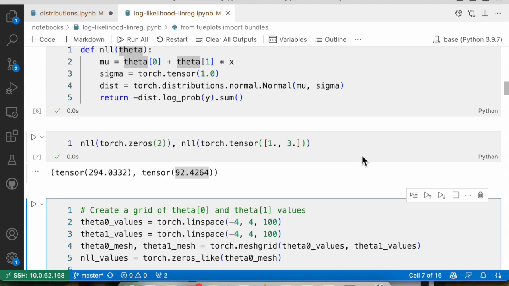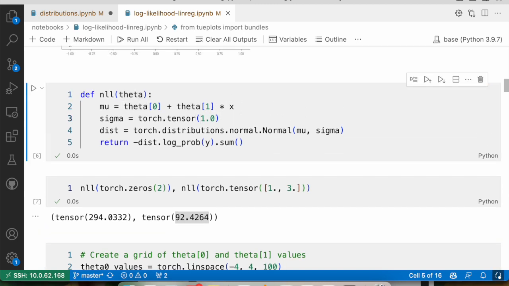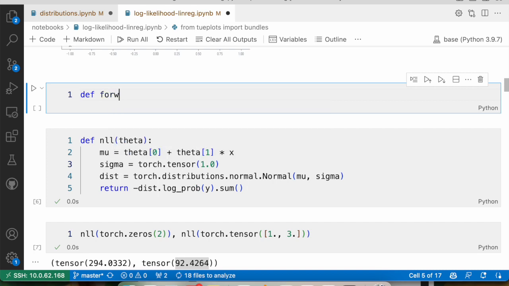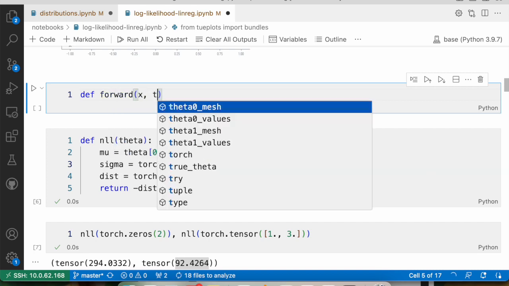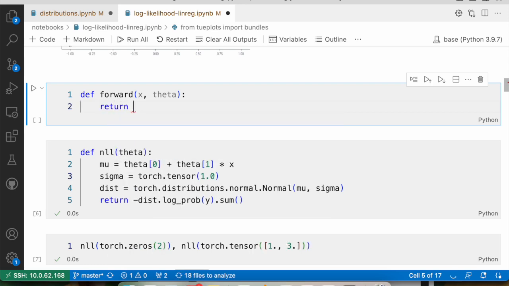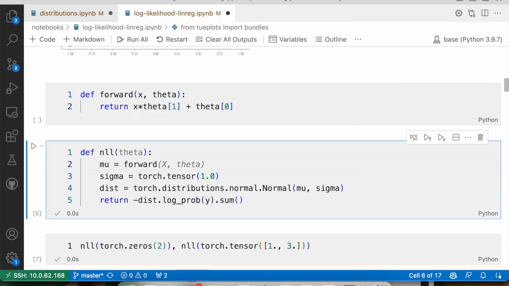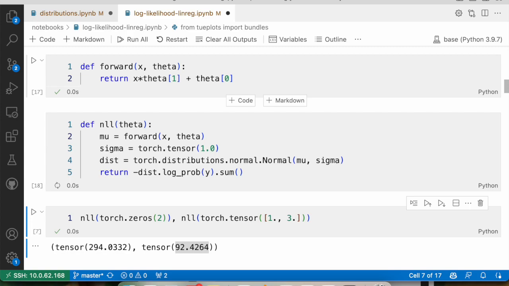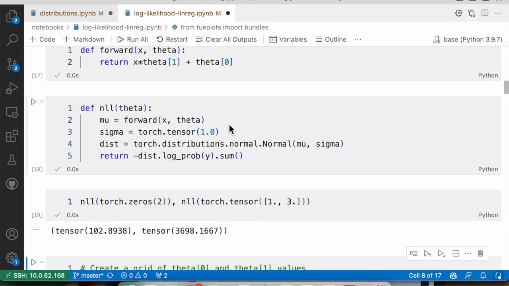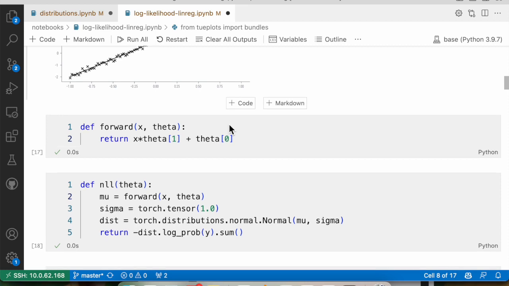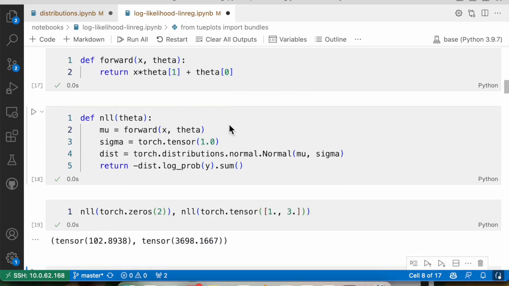I think what may help you is that whenever you're trying to write such functions, it may additionally help to create a forward method. Forward method which works on x, comma theta, returns x into theta 1 plus theta naught. mu equal to forward of x, comma theta. Fortunately, the code still works, right? So the parameters will change. We have different parameters. We only need to change the forward method.